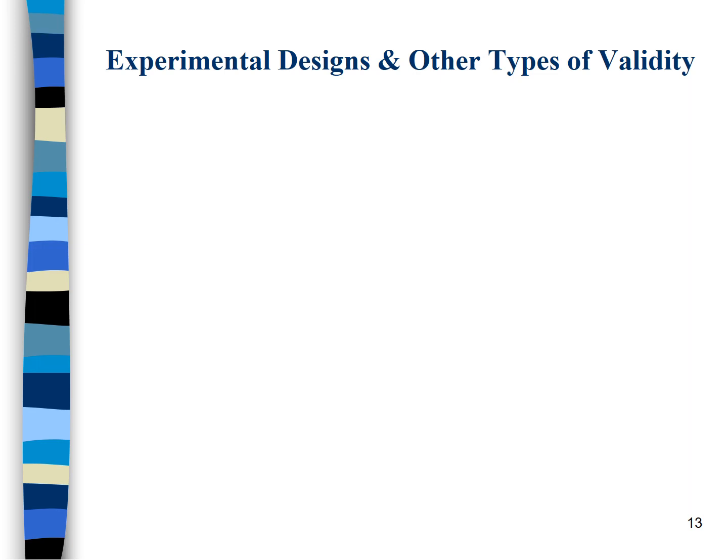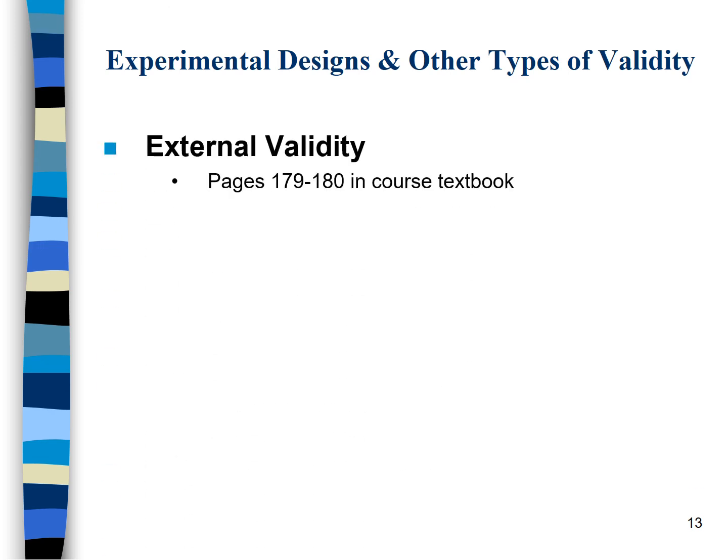Well, there's a couple other types of validity. I'm not going to go into too much length on these right now, just for the sake of time in our condensed session. But one of them is this idea of external validity. So I encourage you to take a look at pages 179 and 180 in your course textbook. They're not a lengthy discussion on it, but they give you an idea of the connection with external validity and experimental designs.